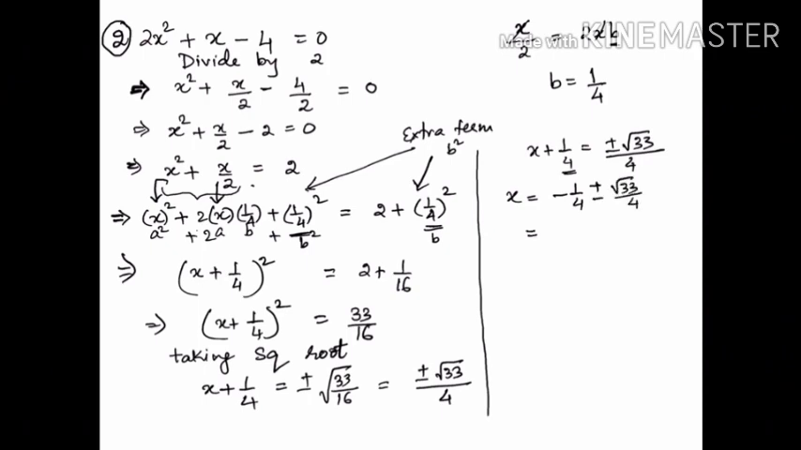You can write these two terms combined because the denominator is same. So we can add the numerators. Minus 1 plus minus root 33. What does this plus minus mean? That there are two zeros of this quadratic polynomial. So one zero is minus 1 plus root 33 upon 4, and the other zero is minus 1 minus root 33 upon 4.